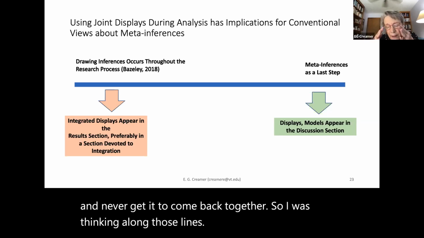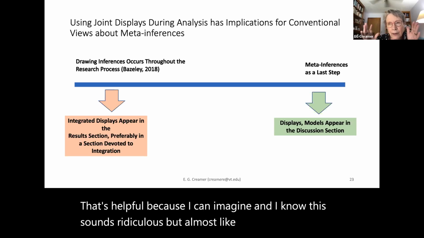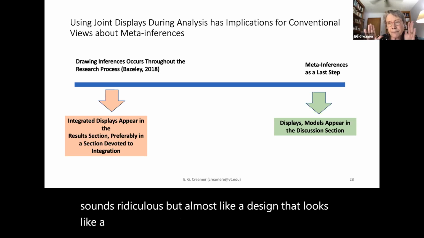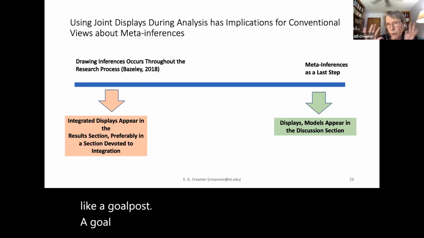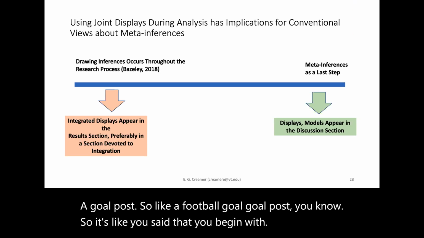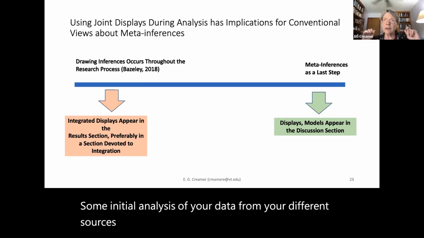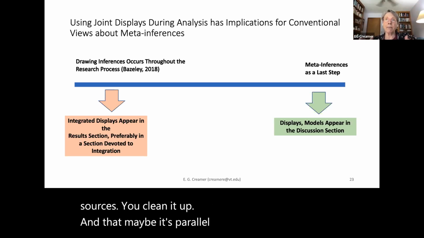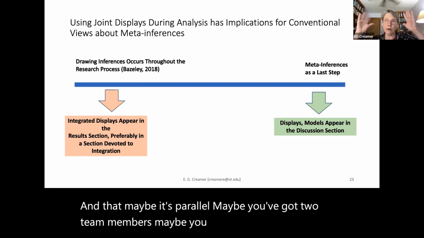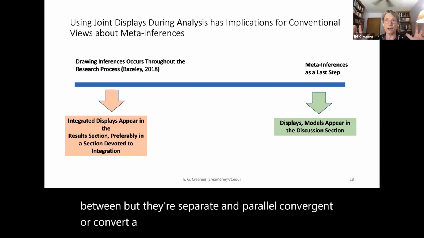That's helpful because I can imagine, and I know this sounds ridiculous, almost like a design that looks like a goalpost. A goalpost. Like a football goalpost, you know. So you begin with some initial analysis of your data from your different sources. You clean it up, and maybe it's parallel, maybe you've got two team members, maybe you move back and forth between them, but they're separate and parallel. You begin with a convergent design.